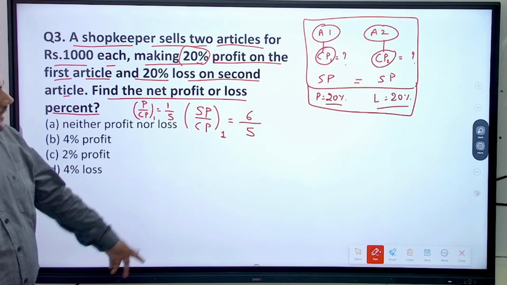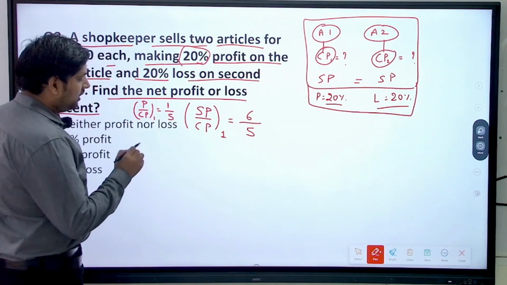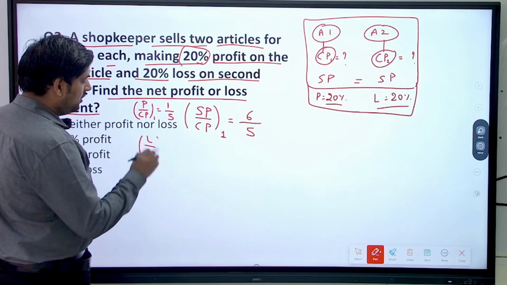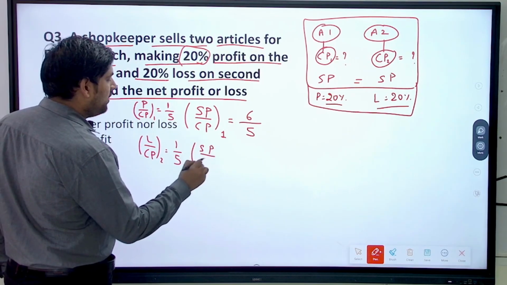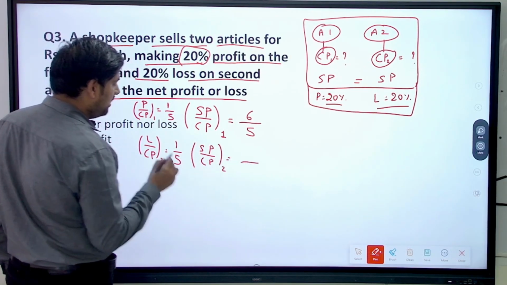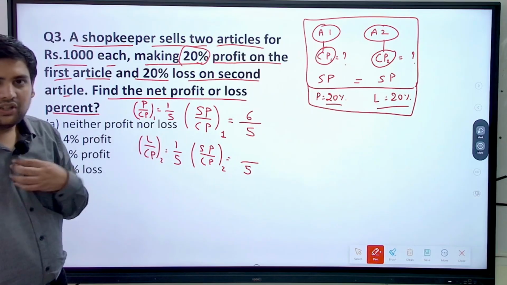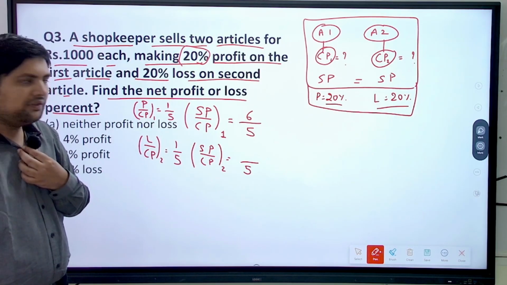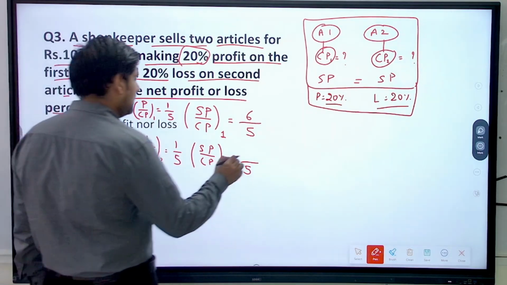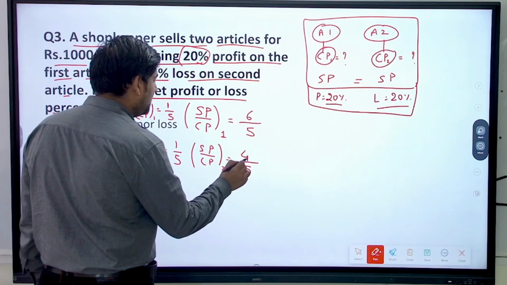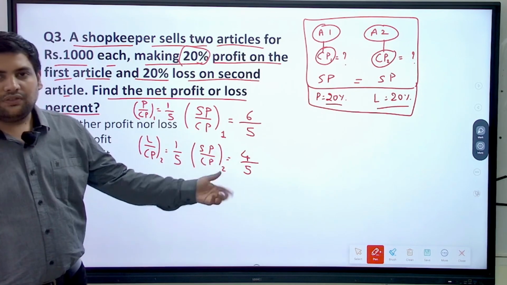Now, once you get this, similarly you can do it for the other one also. In the other one you are having a loss. Loss is again 20%, so this becomes 1 by 5. Now, SP by CP for the second one will be, cost price is 5, correct? The loss is 1 rupee, so 5 minus 1, 4 will be your selling price, correct? If there is a loss, then the selling price has to be less than the cost price. This you understand. So, this becomes 4 by 5.